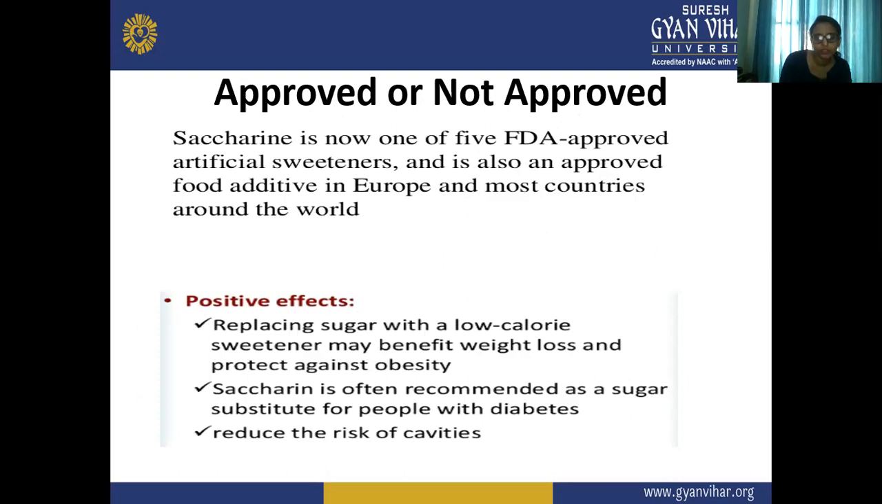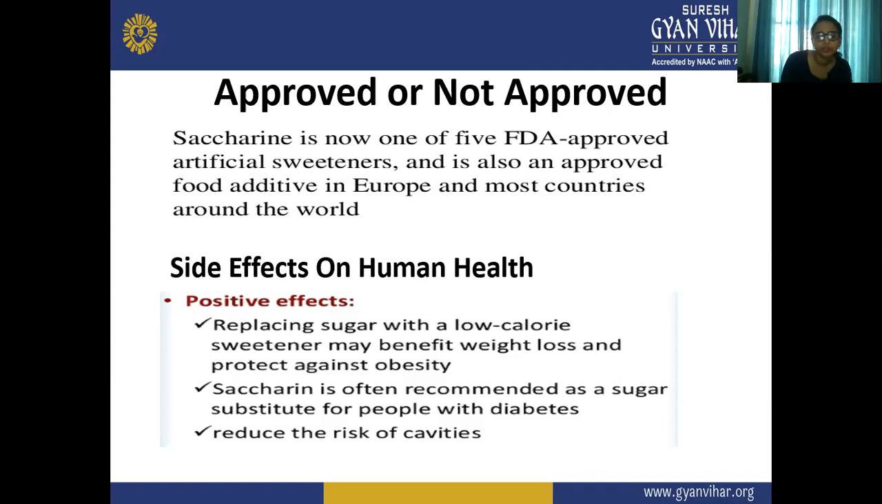Here, its positive effects and side effects on human health. In positive effects, replacing sugar with a low calorie sweetener may benefit weight loss and protect against obesity. So here, low calories can benefit weight loss. For people who are losing weight, saccharin can also benefit that, and saccharin is often recommended as a sugar substitute for people with diabetes. Here, diabetic people can also take saccharin, and it can reduce the risk of cavities.